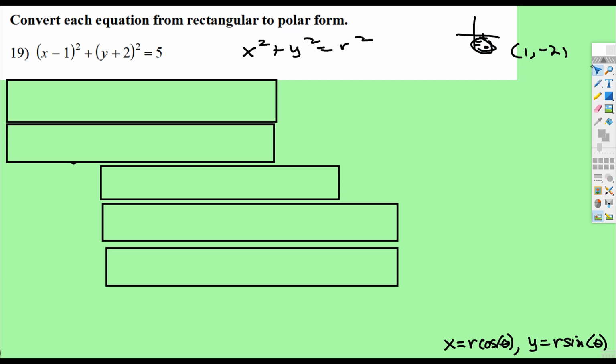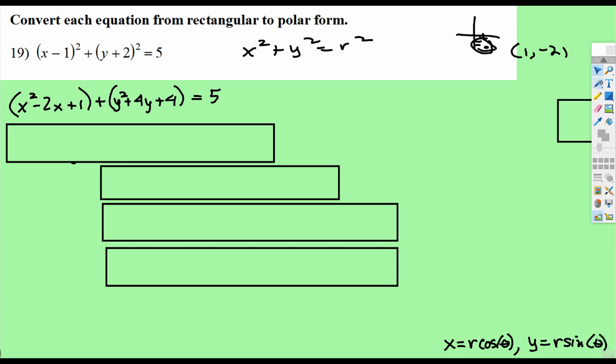All right. But remember, x is equal to r cosine theta, y is equal to r sine theta. Some people will instruct you to right away change this x to r cosine and change the y to r sine. But because I tend to like to keep things as simple as possible, I recommend expanding the binomial first. So (x - 1) squared gives you x squared subtract 2x plus 1. And the expression (y + 2) squared is y squared plus 4y plus 4.